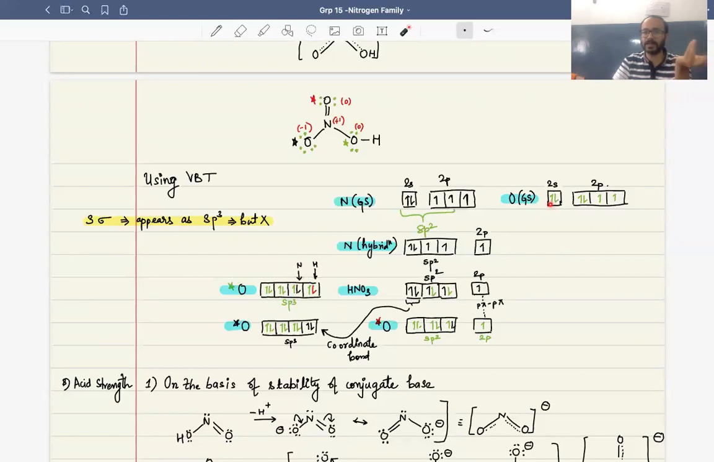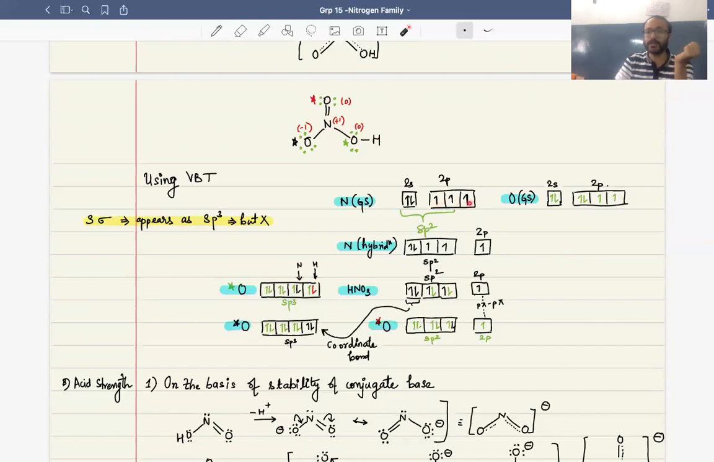Now, next step that we have to do is find out how many bonds the central atom is attached to. So if we look very carefully, we find that it is bonded to 3 oxygen atoms via, it looks like, 3 sigma bonds that are formed. So if 3 sigma bonds are formed, we require three unpaired electrons.